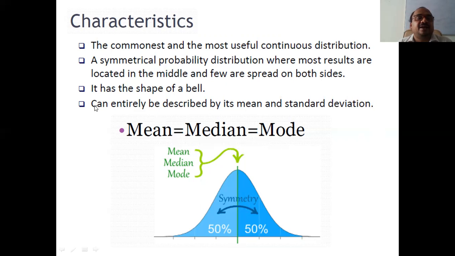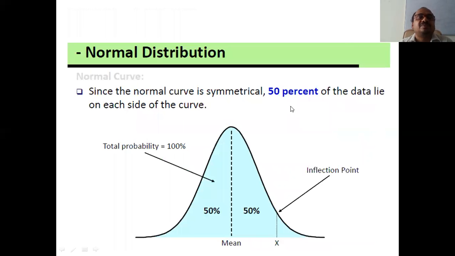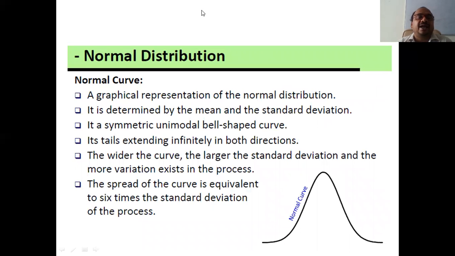Symmetrical probability, and also it is the shape of a bell. It can entirely be described by the mean and standard deviation. 50% exactly matches the other 50%, a mirror image. Very, very important. And where I have shown two cuts on the curve, those cuts are called inflection points. You have to draw this diagram in the examination, the bell shape, a graphical representation of the normal distribution like this.